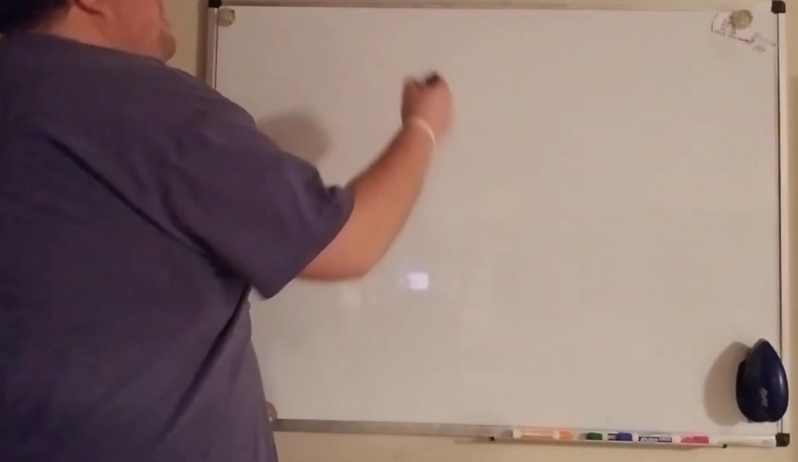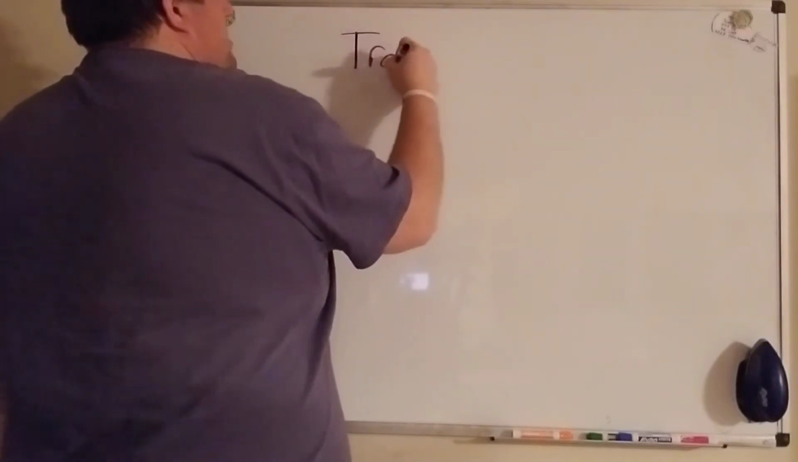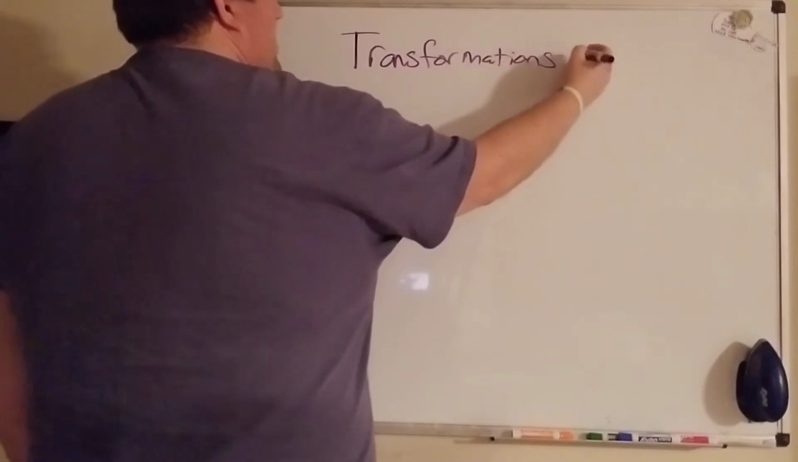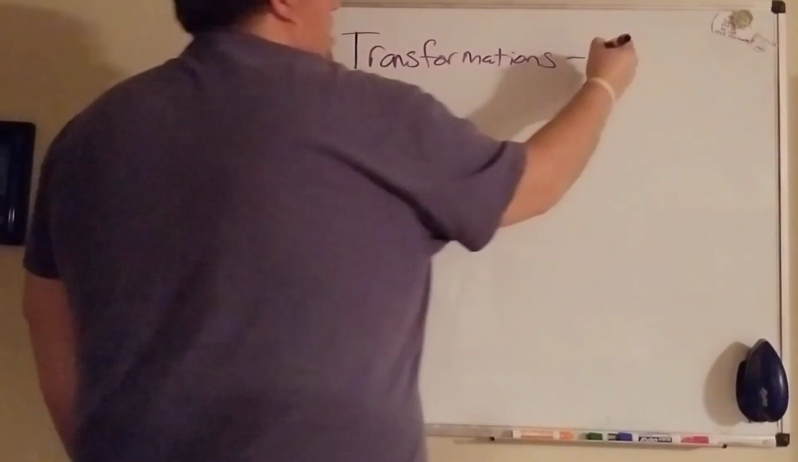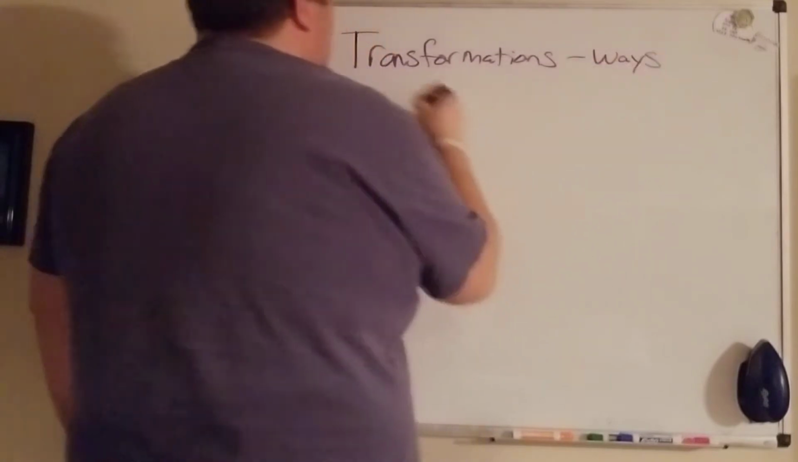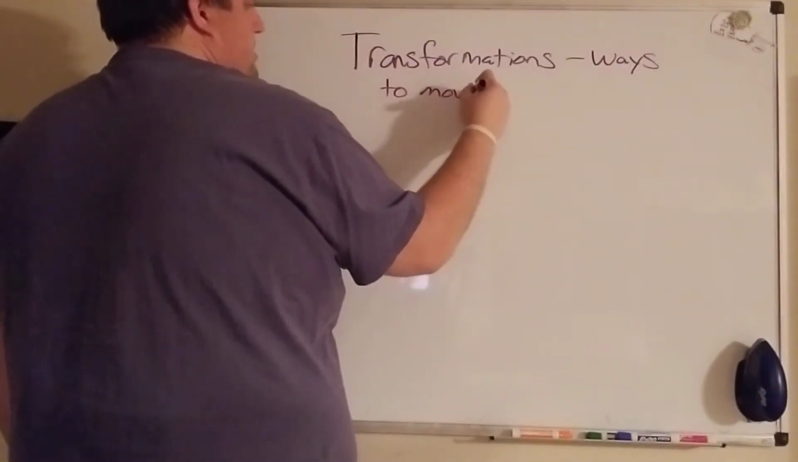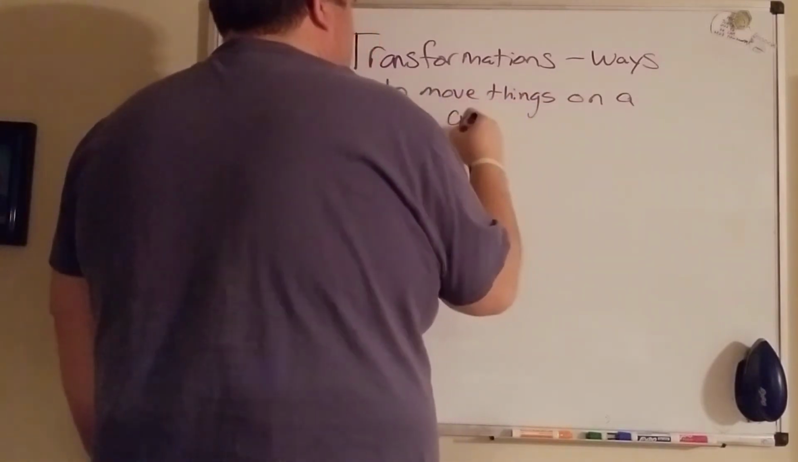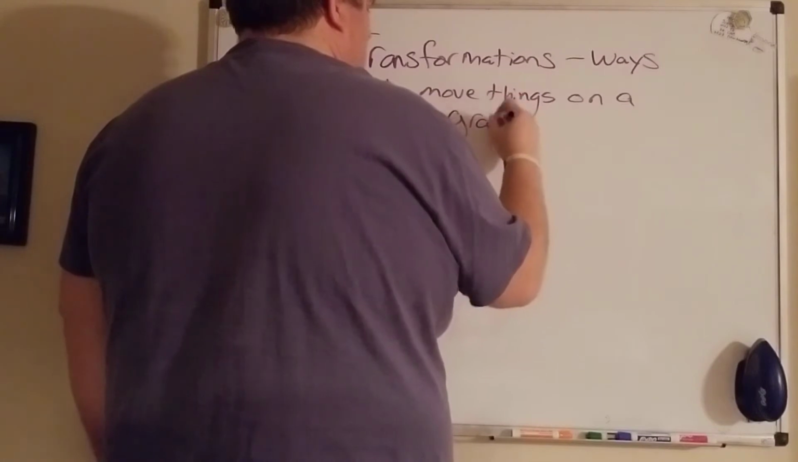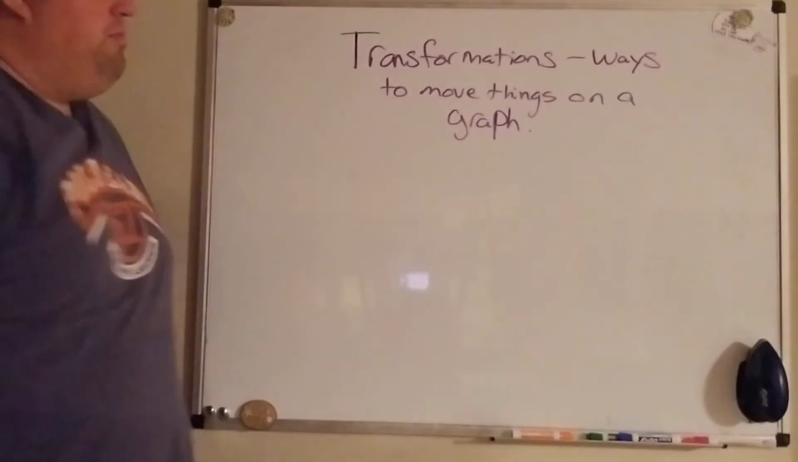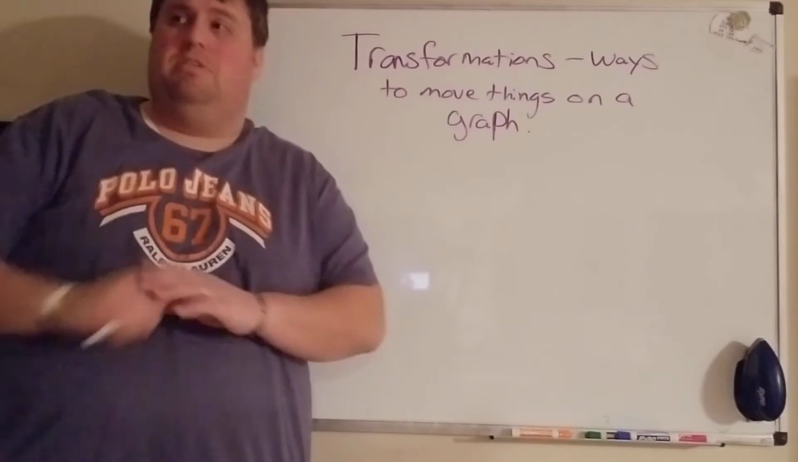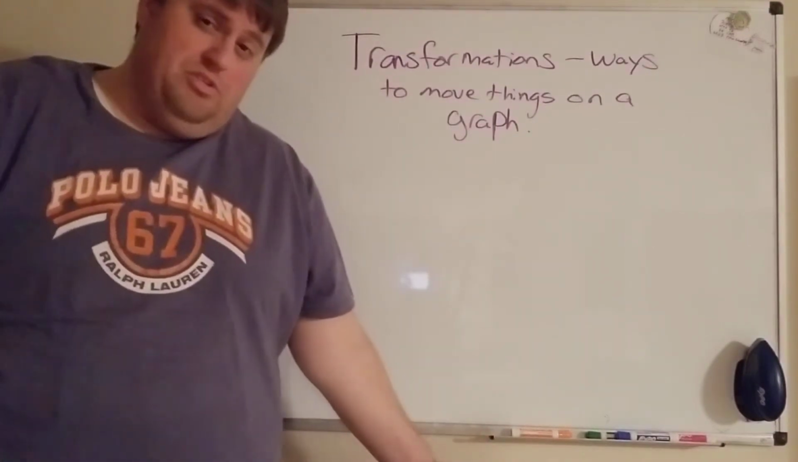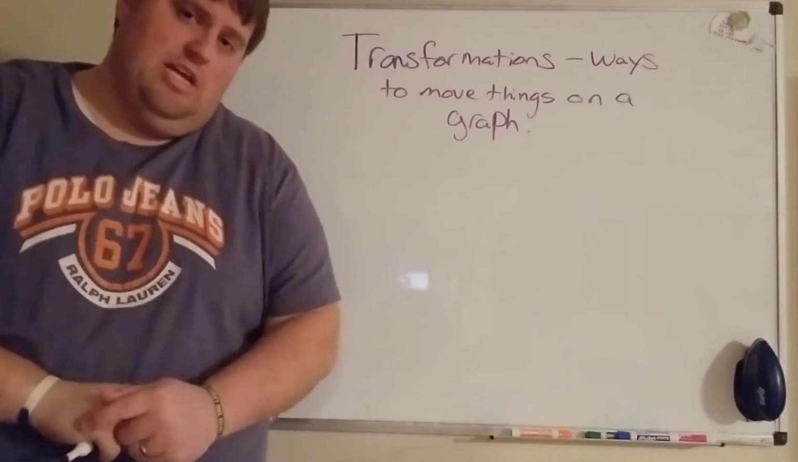Today we're going to start transformations. Transformations are ways to move things on a graph. And I say ways to move things because I didn't want to be specific there. We can move lines, we can move shapes, we can move angles, we can move segments.